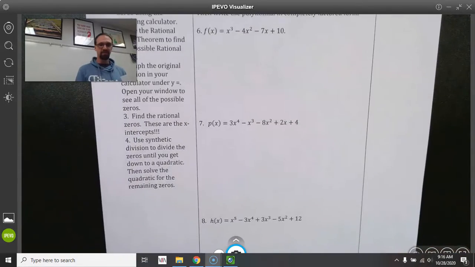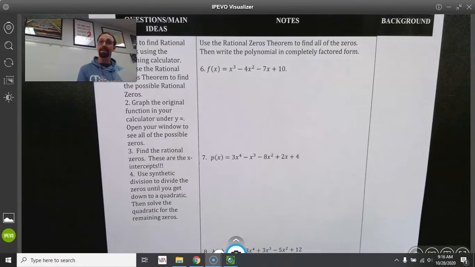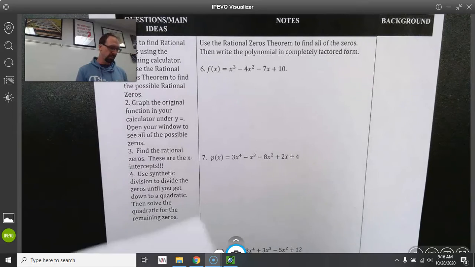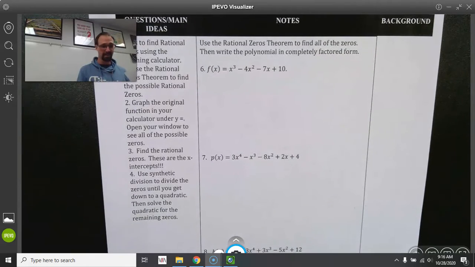So we're going to use the rational zeros theorem next to write this polynomial in completely factored form. When we're given a polynomial and that's it, there's a little bit more that we need to do to find all of the zeros, using the zero theorem that we talked about previously, and we'll go over that in the next video.